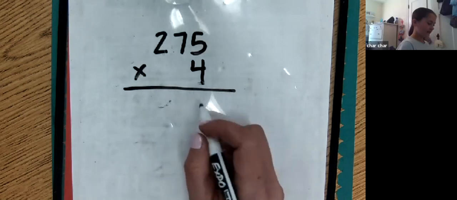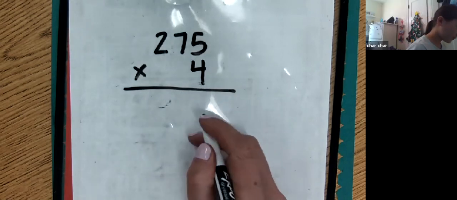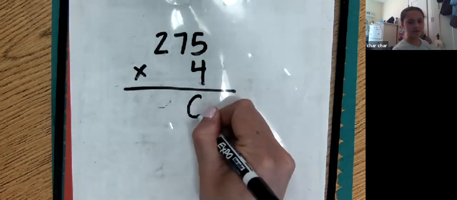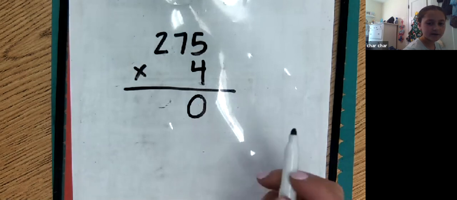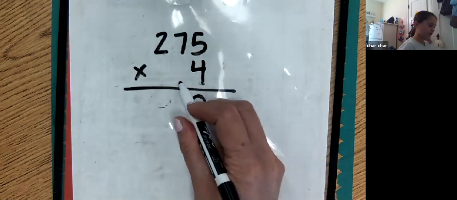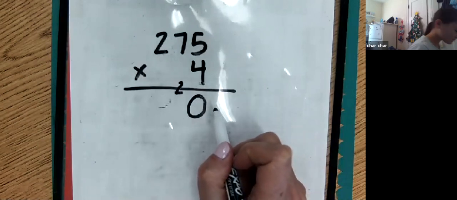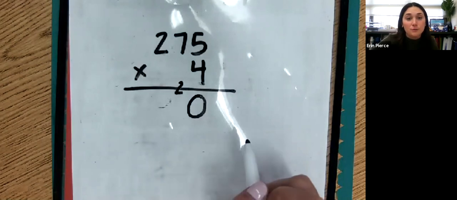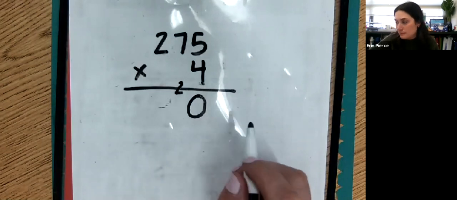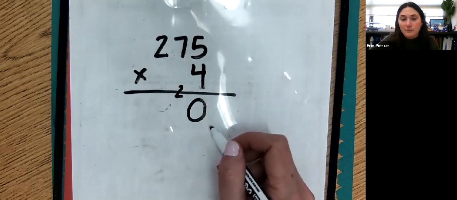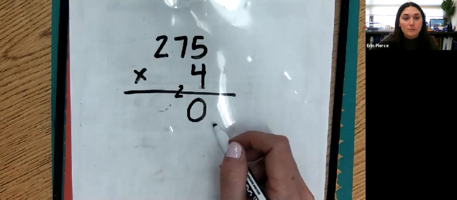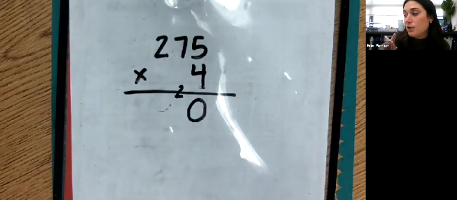I did 5 times 4, which gave me 20. So what I did is I put the 0, then I added the 2 to the 7, and 7 times 4 equals 28. All right, so 7 times 4 is 28. Then what do I do with the 2? You add it to the 7, and then I add those two. Wait, Charlotte, you are on the right track. You do 28 plus 2. Okay. And what do I get when I do 28 plus 2?